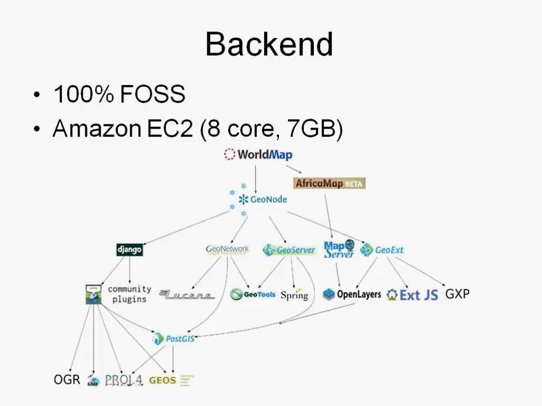And then down here we've got the web client, OpenLayers. Backend, an open source relational database, Postgres, plus GIS, so it's called PostGIS. And then really powerful translation libraries and projection libraries.